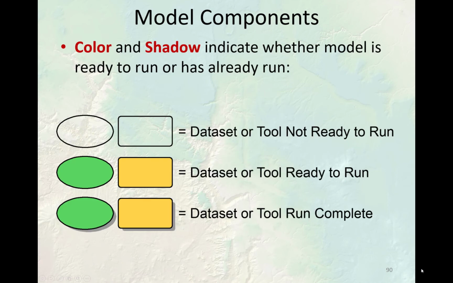Now a few more comments about the design of Modelbuilder and the functions inside it. If the functions are marked with hollow objects like these empty oval and rectangle, that means that the dataset or tool or variable has been added to the model, but the model isn't ready to run. There's some parameters that have not been set. If these objects have solid colors within them, that means they are ready to run. And if they have solid colors with a shadow, that means that the run has already happened.